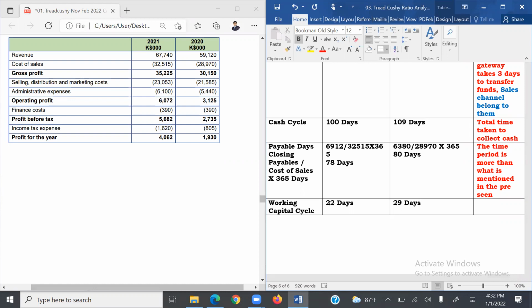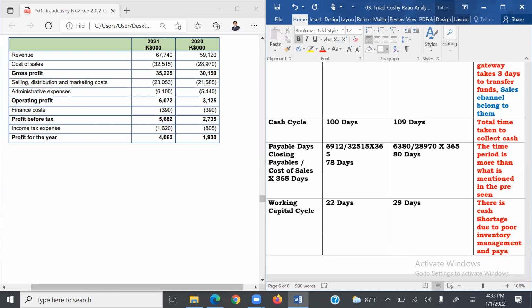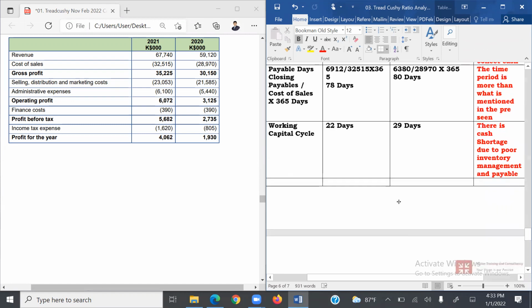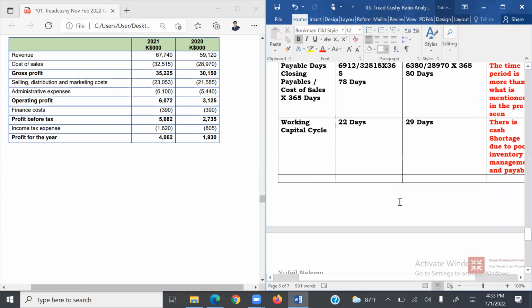So if you critically observe, students, there is a cash shortage. Get that point very clearly. There is a cash shortage due to poor inventory management and payable management, because receivable is excellent. Why is receivable excellent? Because students, you have online payments, so you get money faster, with no bad debt or anything.